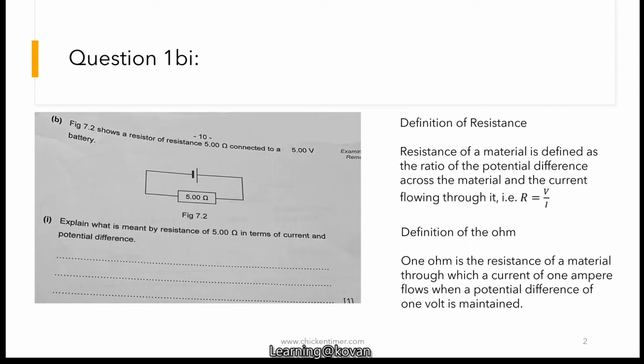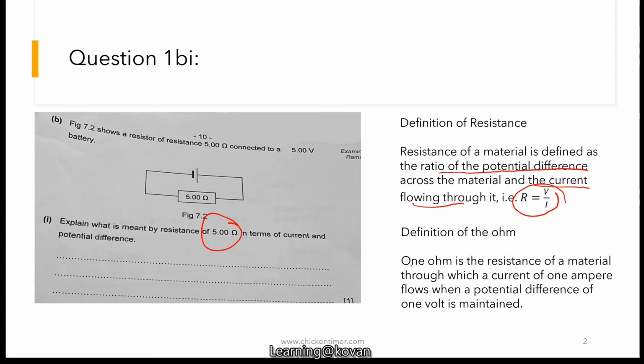So with that, you need to know that resistance of a material is defined as the ratio of the potential difference across the material and the current flowing through it. So this is the equation, the formula. Okay, so then instead of looking at 5 ohms, we look at 1 ohm first.